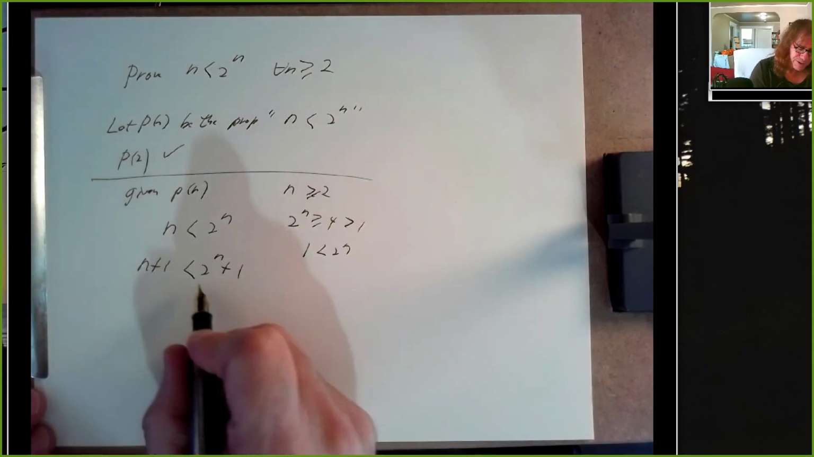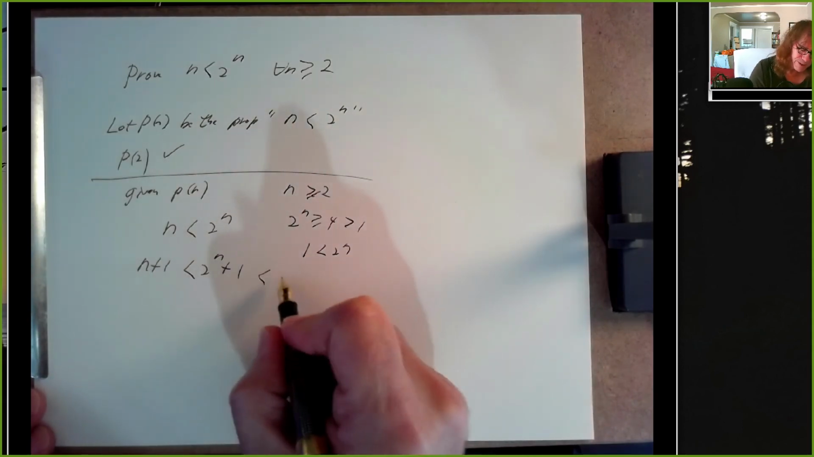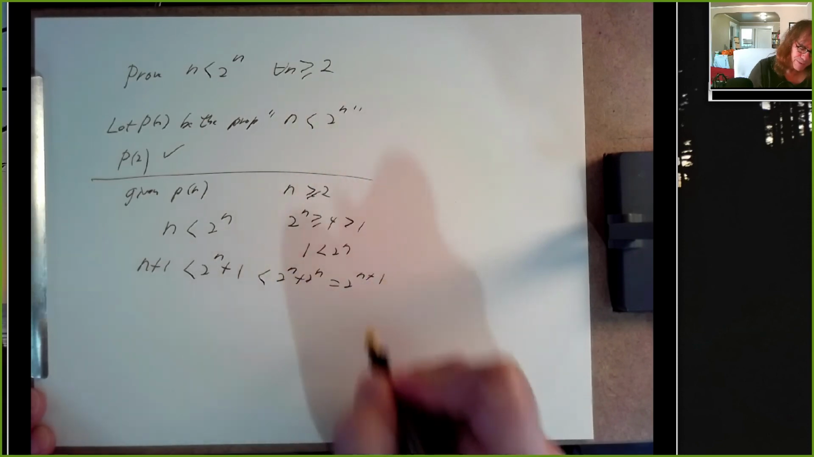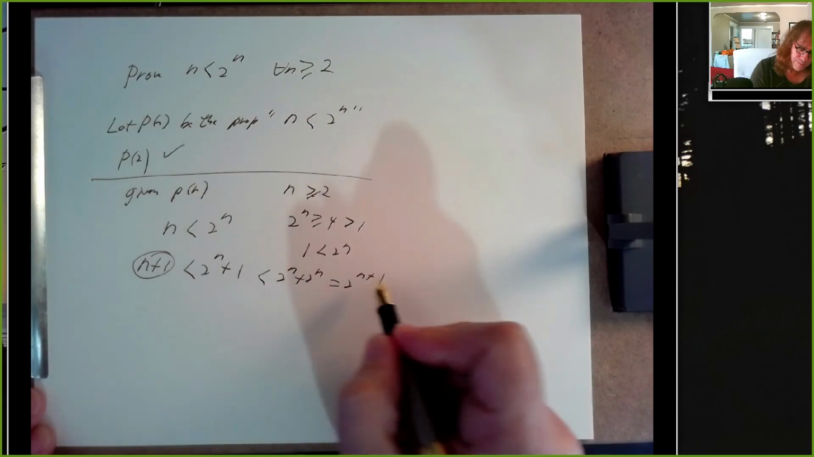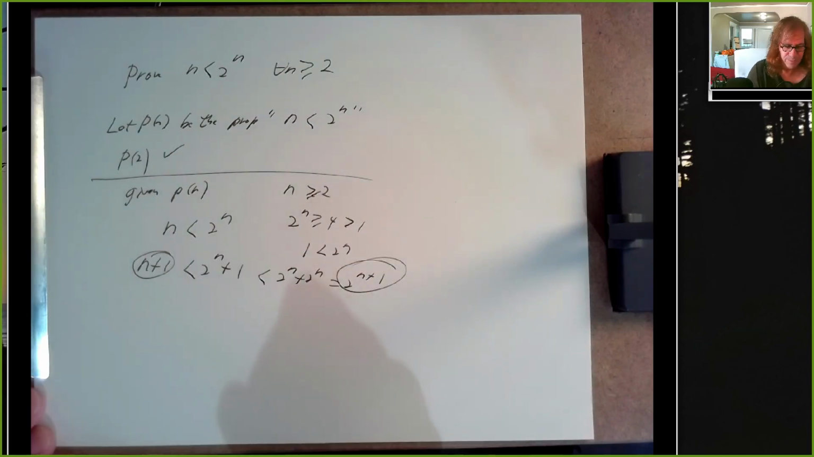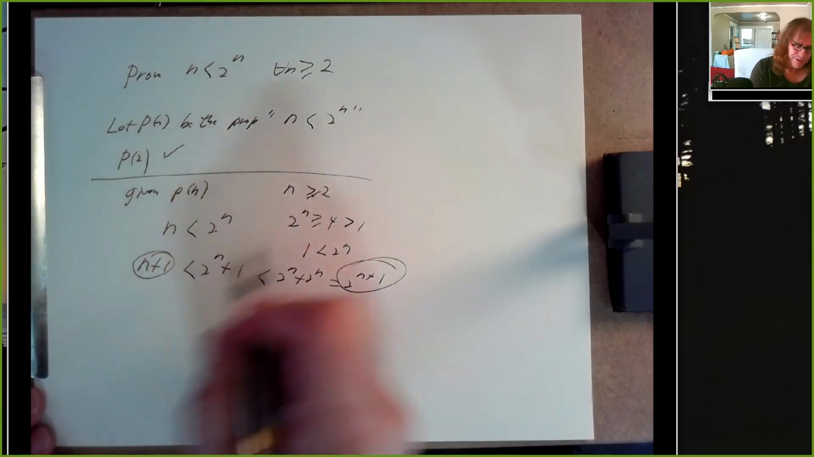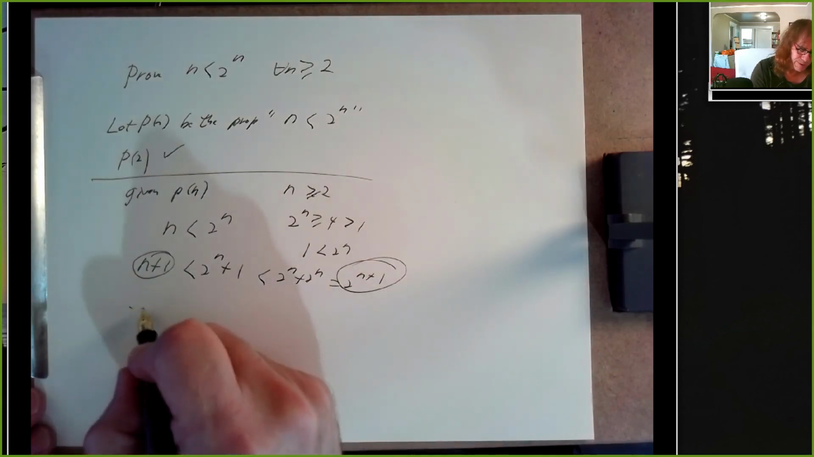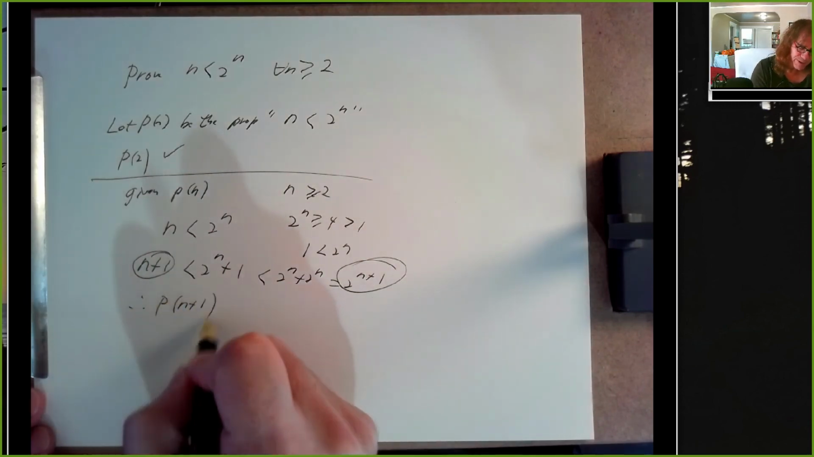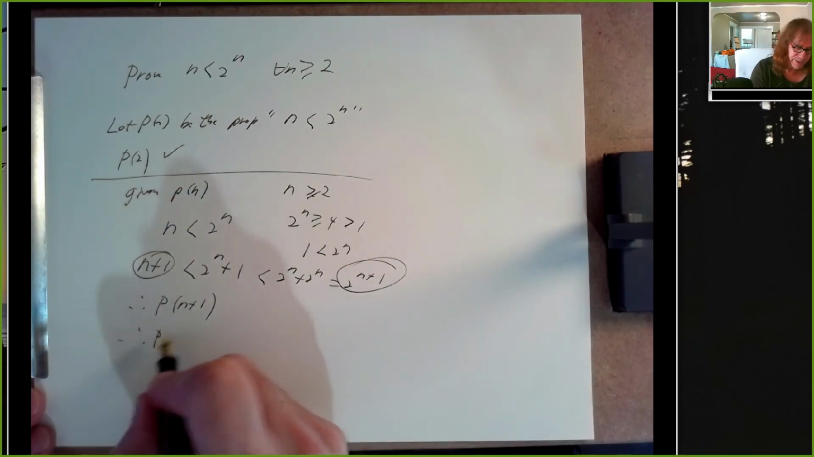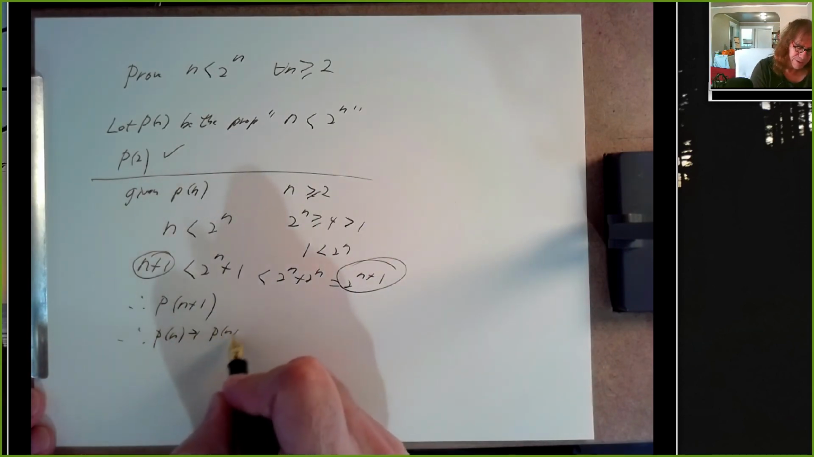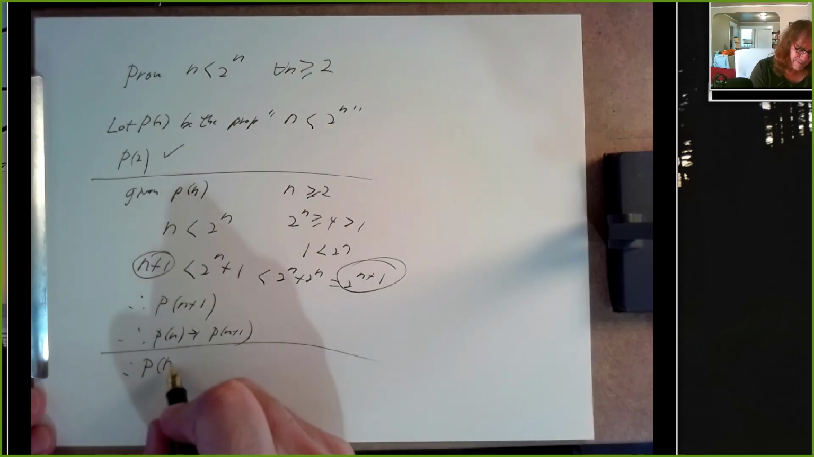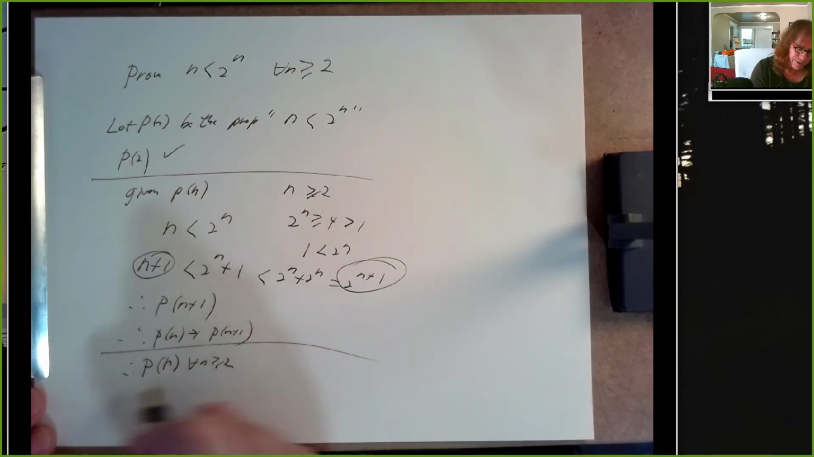So n plus 1 is less than 2 to the n plus 1, which is certainly less than 2 to the n plus 2 to the n, which is 2 to the n plus 1. And so with a little bit of arithmetic, we've proven n plus 1 is less than 2 to the n plus 1. Well, that's what P of n plus 1 says. Therefore, P of n implies P of n plus 1. Therefore, by mathematical induction, P of n for all n bigger than or equal to 2. And we're done.